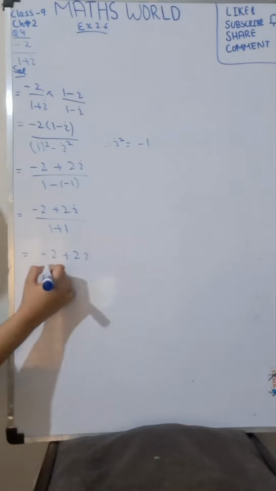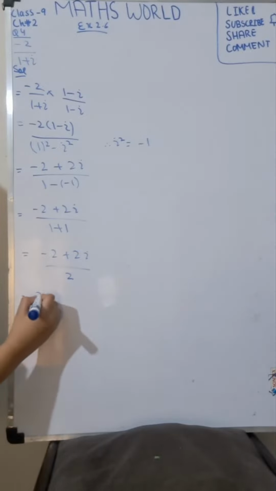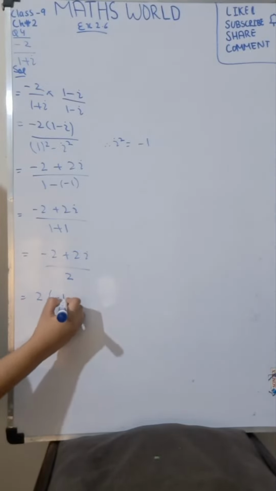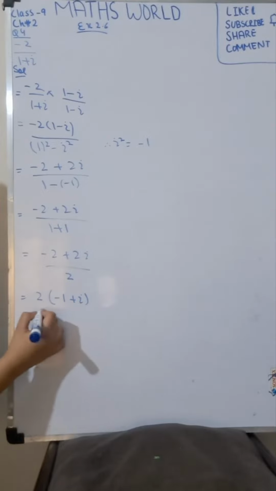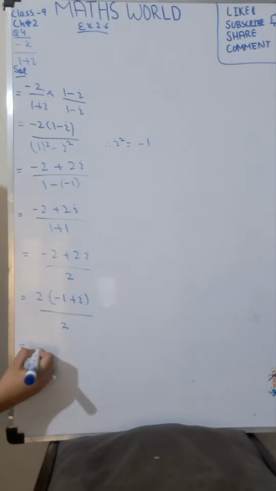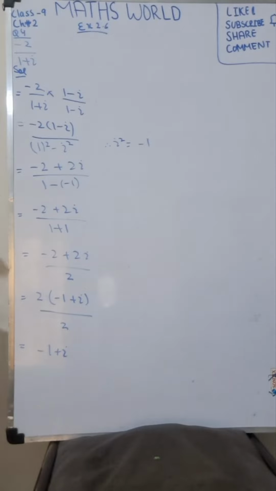What you will do now, you are going to take common 2. So minus 1 plus iota divided by 2. So it becomes minus 1 plus iota. So this is your answer.